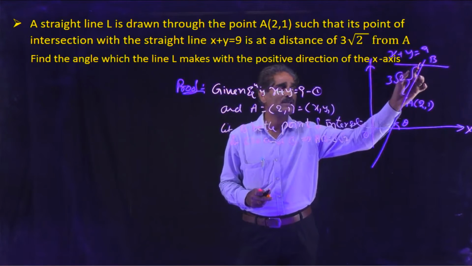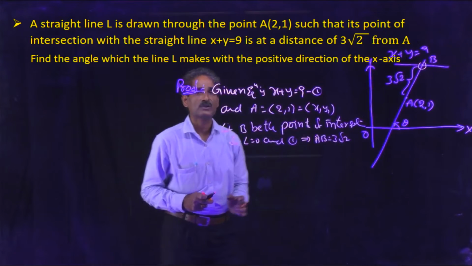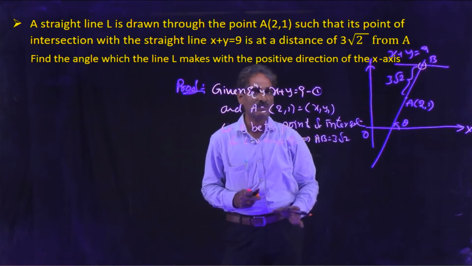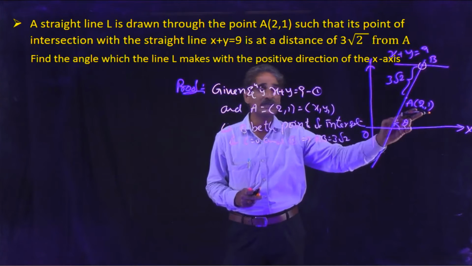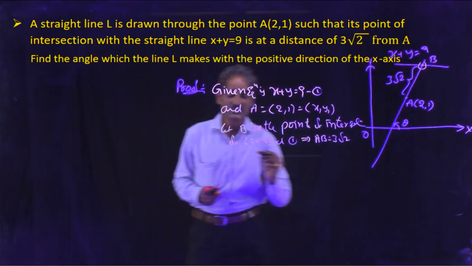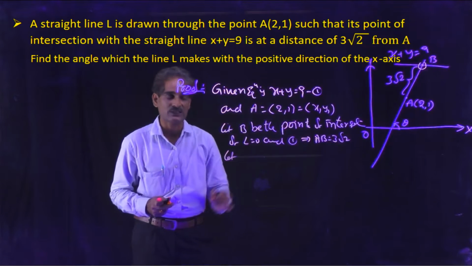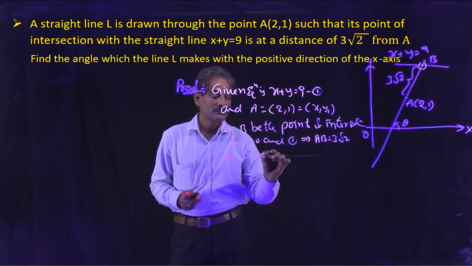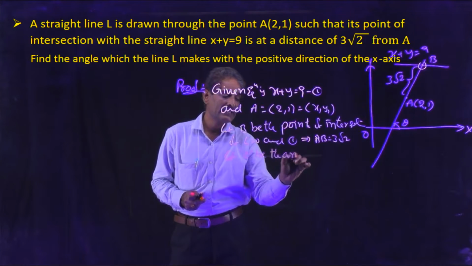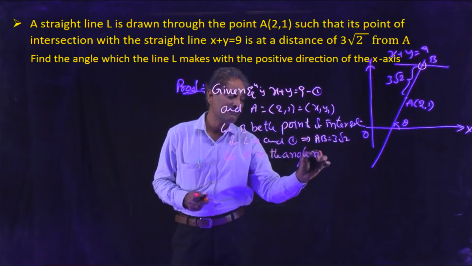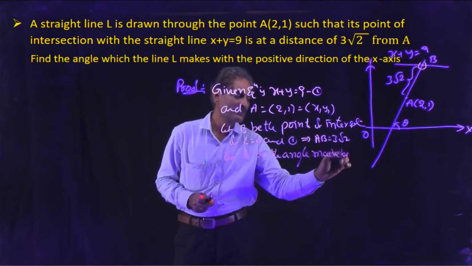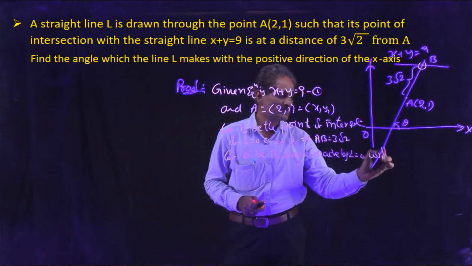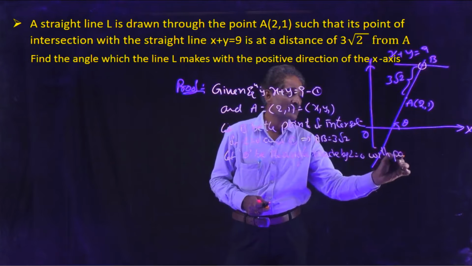We want to find the coordinates of this point B. Along the line, the distance is 3 root 2. We have to apply the parametric form. To apply the parametric form, theta is required, the inclination is required. So let theta be the required inclination. Let theta be the angle made by L equal to 0 with the positive direction of the x-axis.